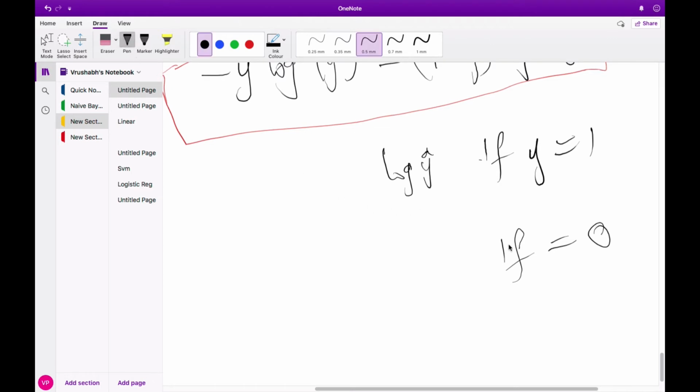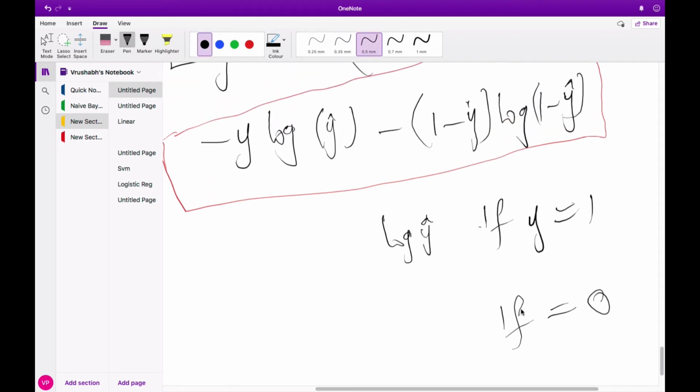Now if y equals 0, then the first term is 0, and the whole of it is 0. Then for the other term, 1 minus y is 1 minus 0, which is still 1, and 1 times log of 1 minus y hat stays the same. So over here we're going to have negative, remember this is going to be negative.